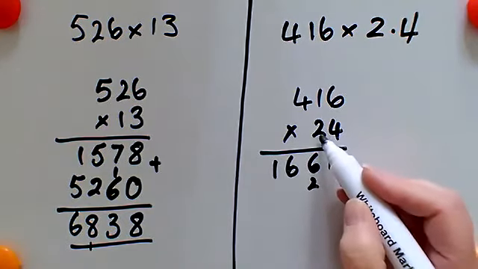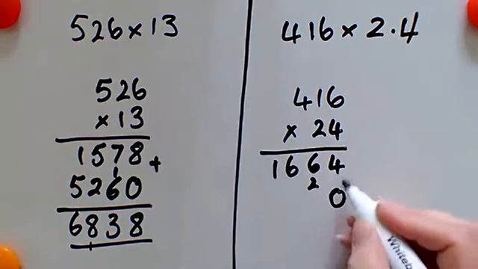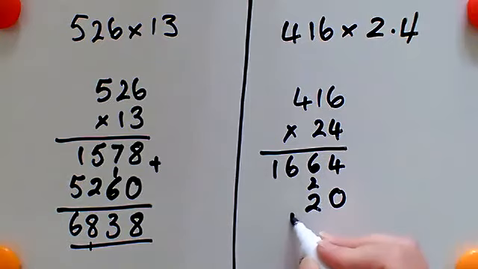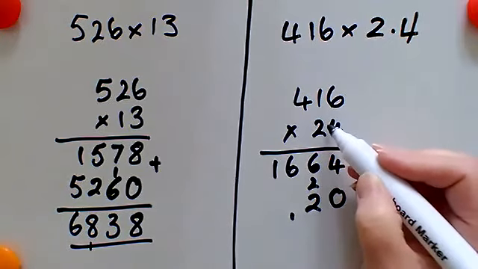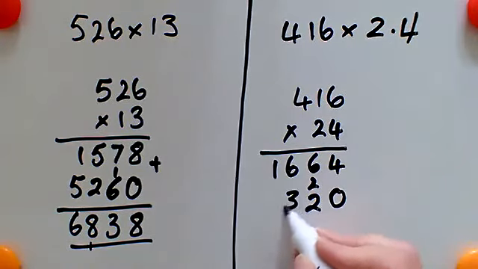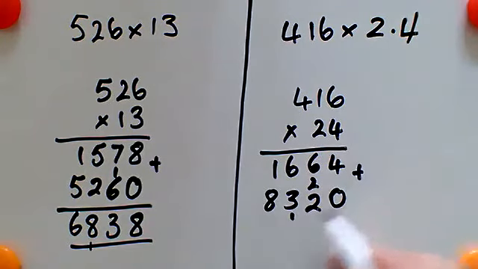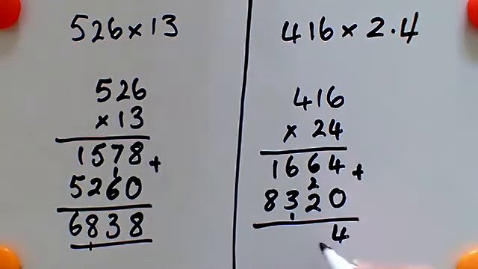Now I'm going to work in the tens, so I put a 0 placeholder in the units. 2 times 6 is 12, carry 1. 2 times 1 is 2, plus the 1 is 3, and 2 times 4 is 8. Now all that's left for me to do, again, is to add those up. 4 plus 0 is 4, 6 and 2 is 8, 6 and 3 is 9, and 1 and 8 is also 9.